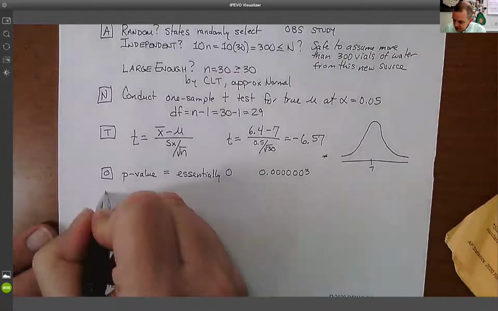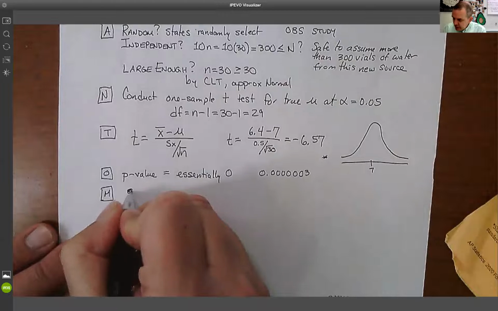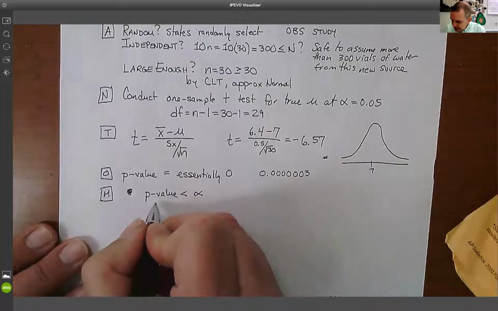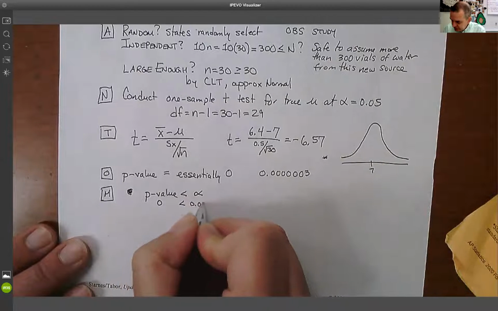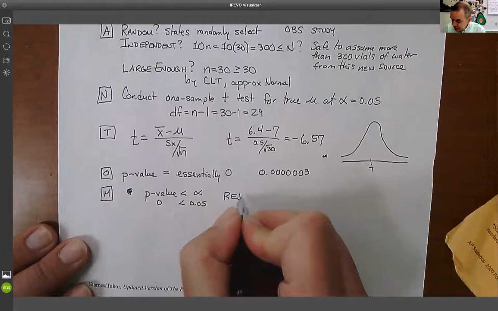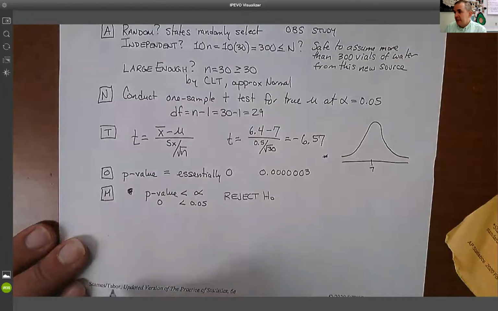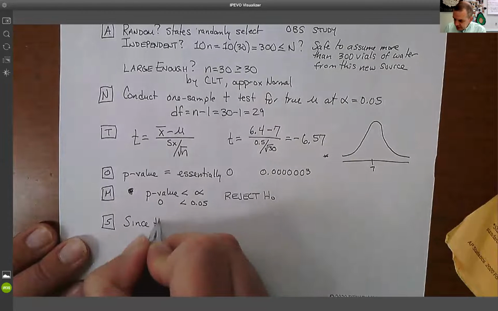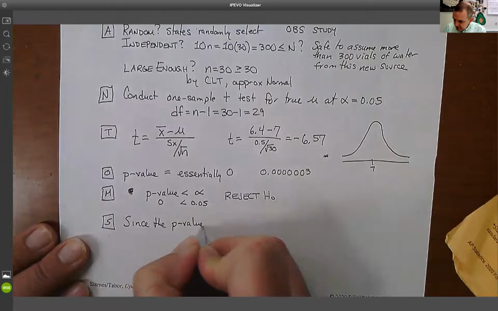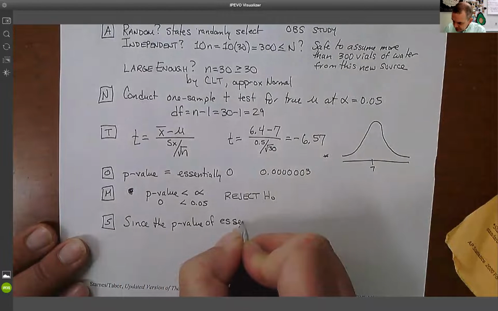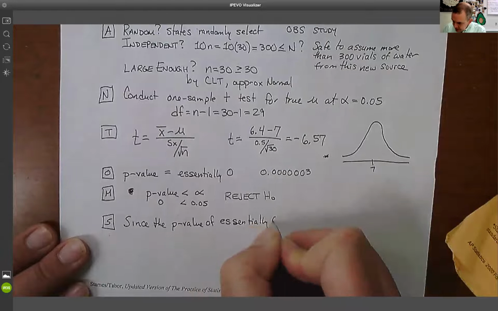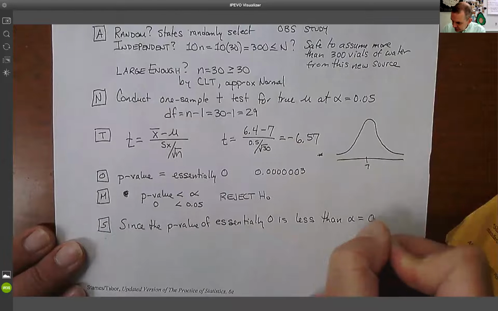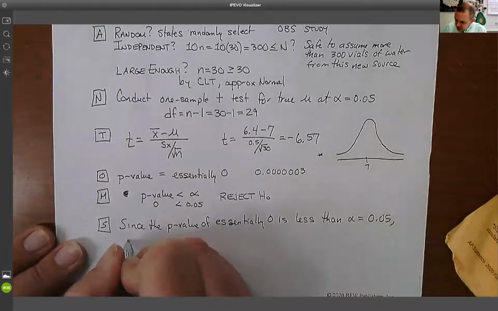We make our decision. Our p-value is less than our alpha because basically 0 is less than 0.05. So in this case, we would reject the null hypothesis. And then our final step is that sentence. Since the p-value of essentially 0 is less than our significance level alpha of 0.05, we reject the null.